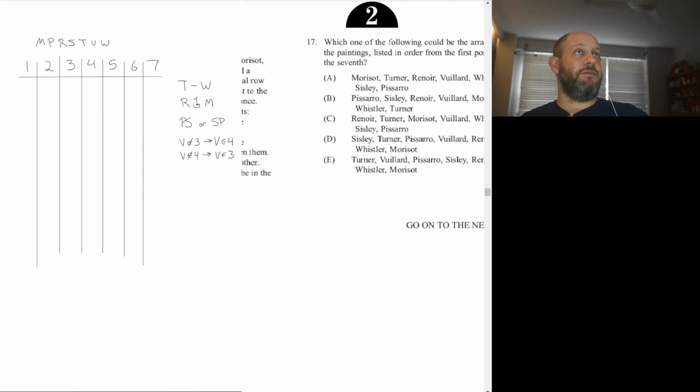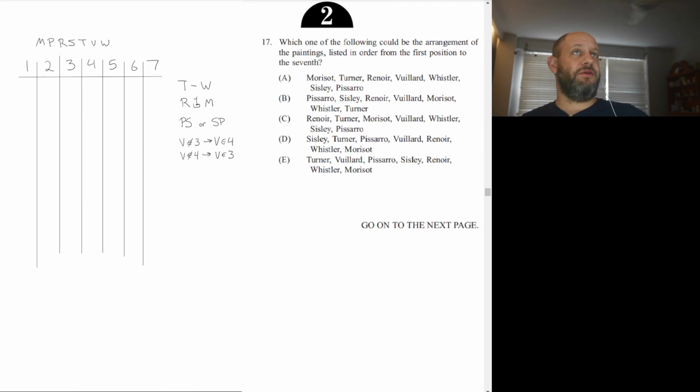And so the first question I'm going to look at is number 17, which is the complete and accurate list question, right? And all we do with this question is one by one we compare our rules against the list of choices and see which choices get eliminated because of my rule. So I'm going to start with T has to be before W, and I'll check it against everything from A to E. Is T before W in A? Yes. Is T before W in B? No. And so for number 17, I can eliminate B.